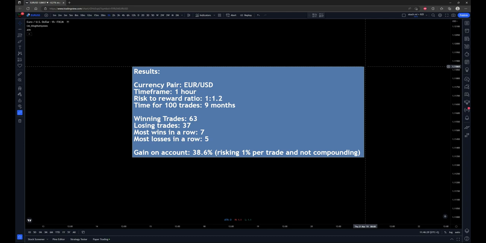I'm assuming if you brought that up to a 1 to 2 or 1 to 1.5 even, that we'd see a larger gain on the account figure. Although, that win rate would drop a bit. That's to be expected. The higher you go on that risk to reward, you're going to see a worse win rate, but often a higher gain on the account overall. So let's put it on the strategy ranking spreadsheet and see how it stacks up.